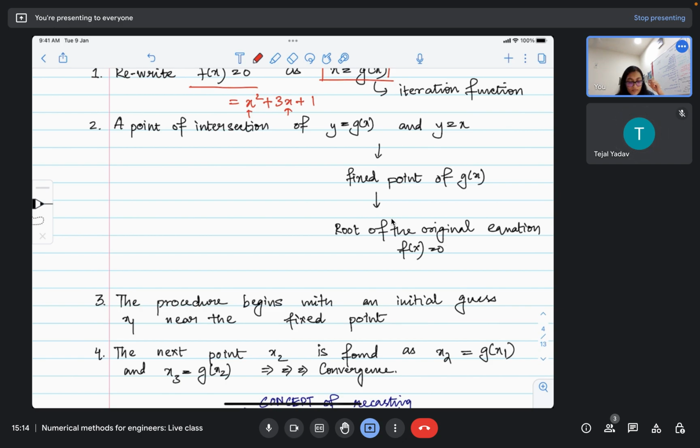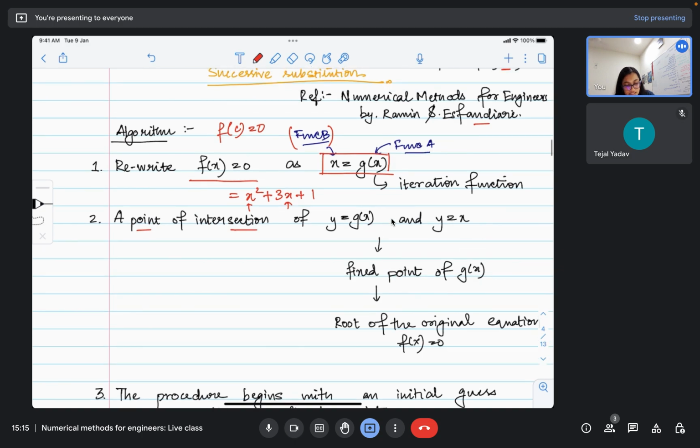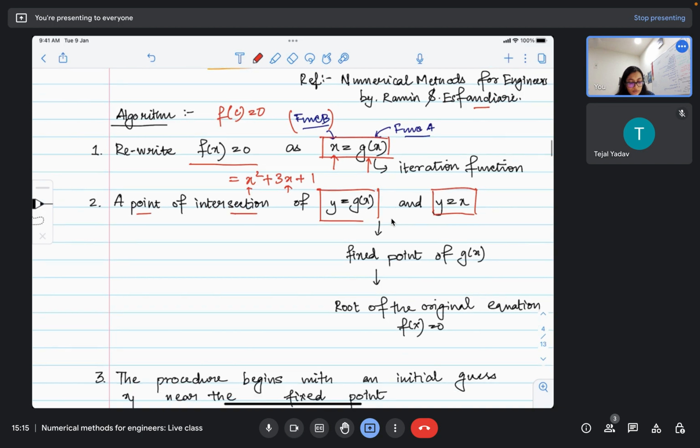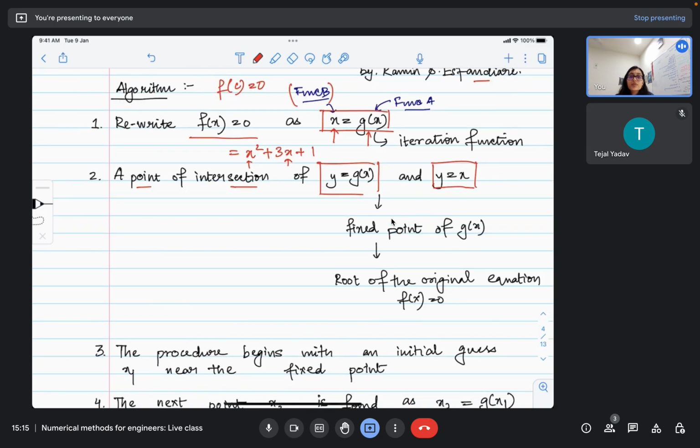The second point in this algorithm is that we try and find a point of intersection of these two functions. Once you have identified two functions, that is, this side is one function and this side is one function, you just break it down and write y equal to g of x and y equal to x. Okay, these are your two functions. So you go ahead and find the point of intersection of these two functions.